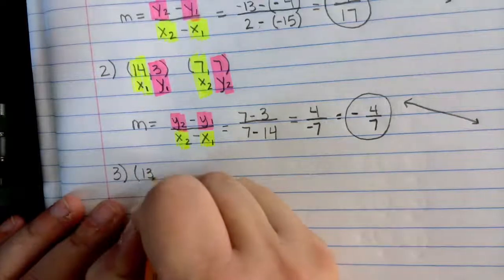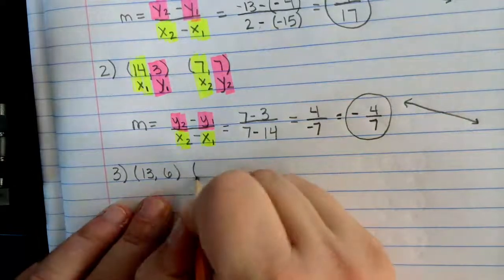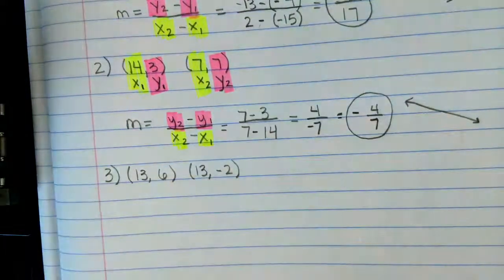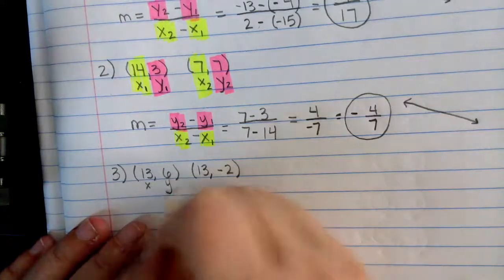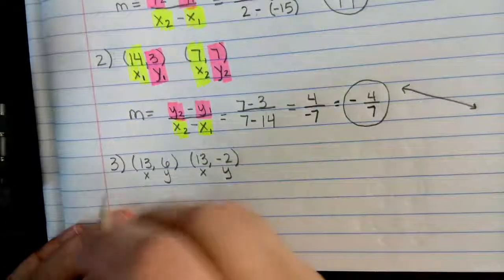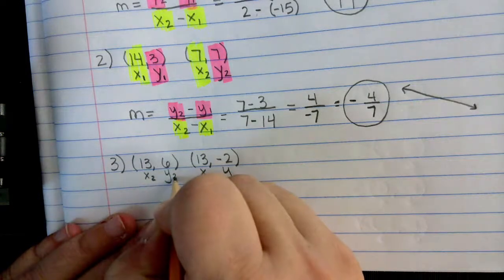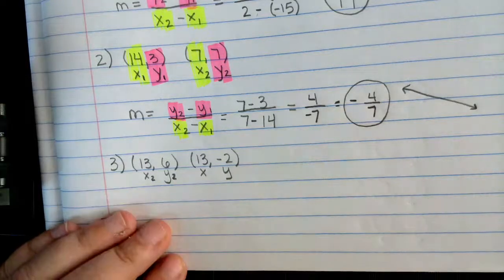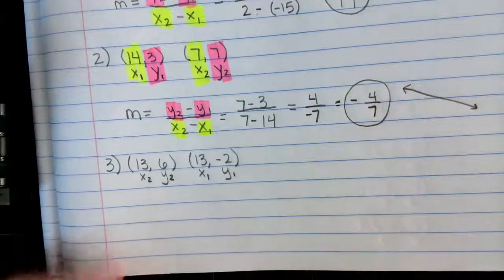All right, (13, 6) and (13, negative 2). So xy, xy. Just for funsies, let's put the 2's first, so let's make this x2 and y2. Can we do that? As long as the 2's are together, we're happy. Can we put the 1's together? Yeah, it's okay if we put them last.